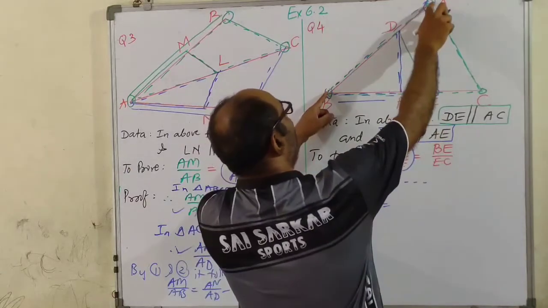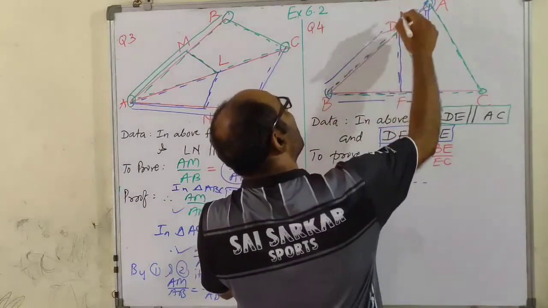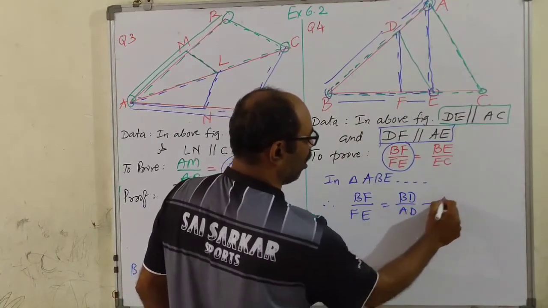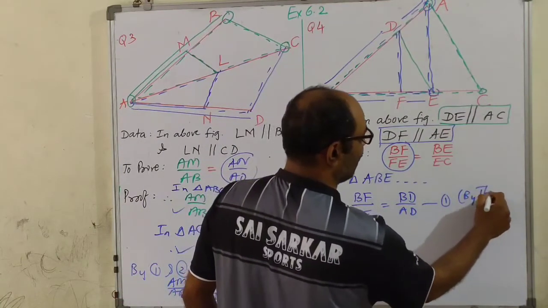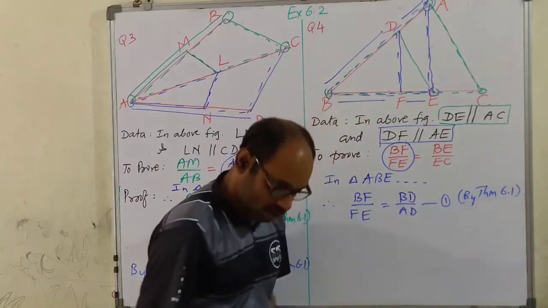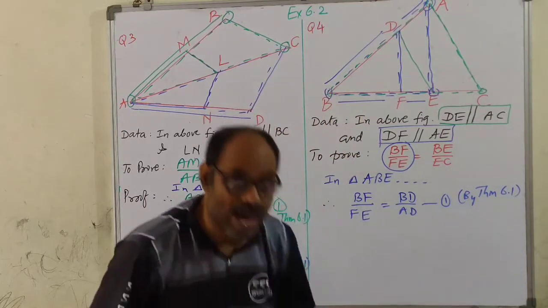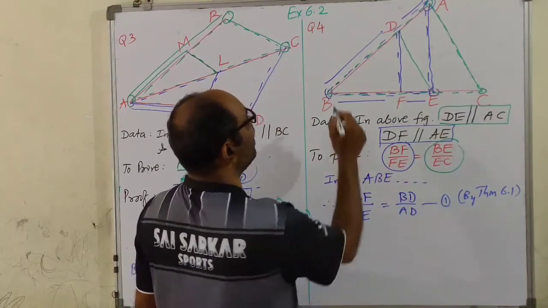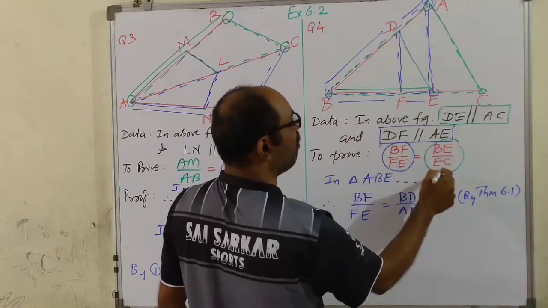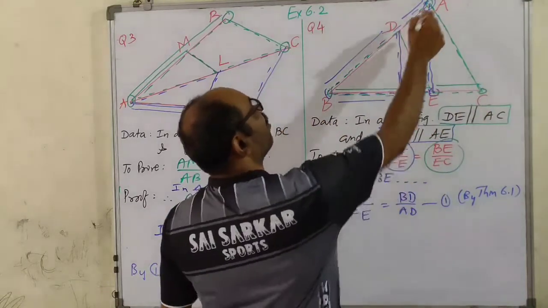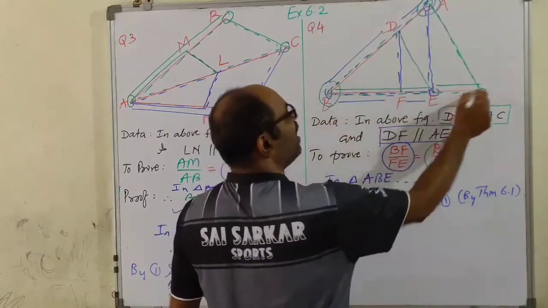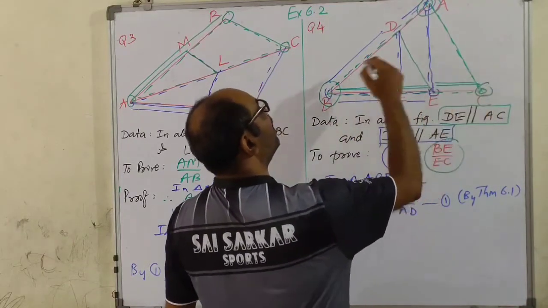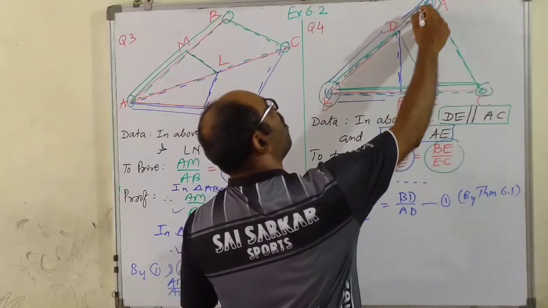BF upon FE. That will be what? We have to see only blue side. BD upon AD. Call it result 1. Of course, by theorem 6.1. Alright. Now let's see the green one. You can get this. BE. Kaha hai BE? This one. Upon EC. Now we are talking about triangle ABC.